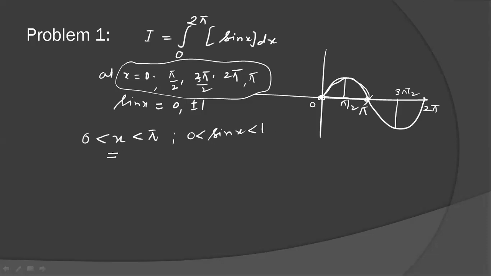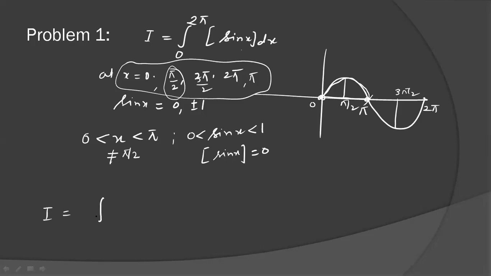I'm not using pi by 2 here. X is not equal to pi by 2 here. Why are we excluding pi by 2? Because at pi by 2, sin x is 1, and at 1 it is not continuous or not differentiable. So the greatest integer of sin x will be 0.